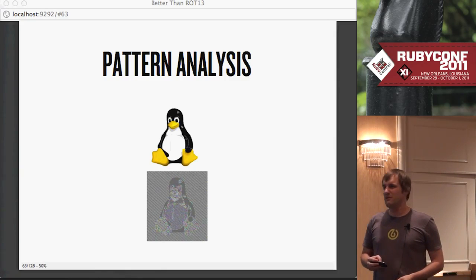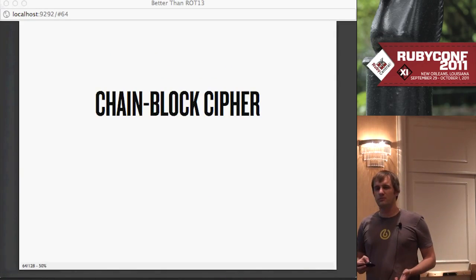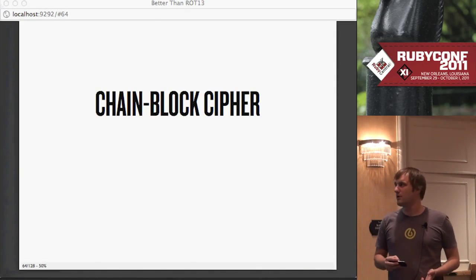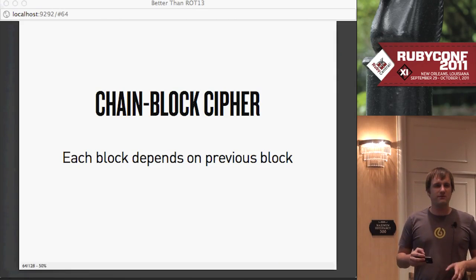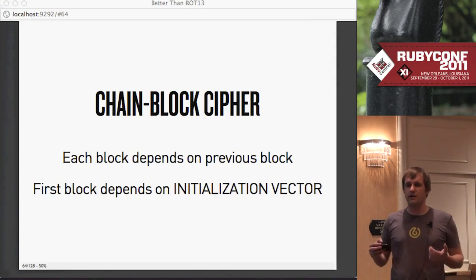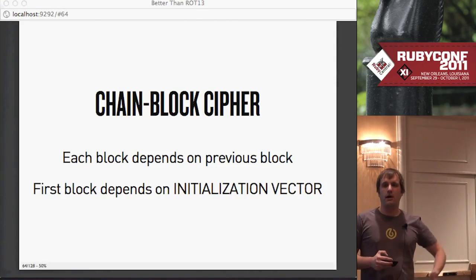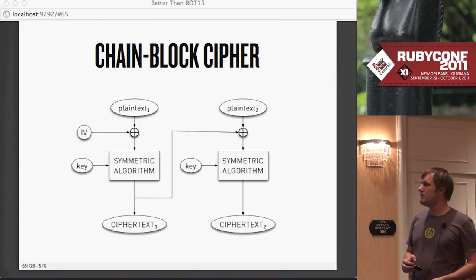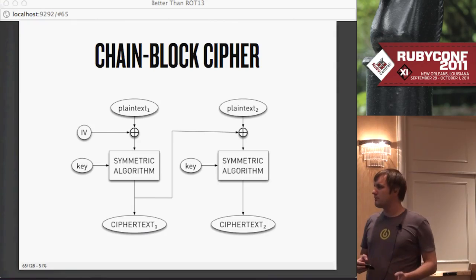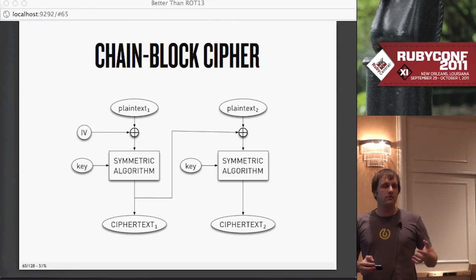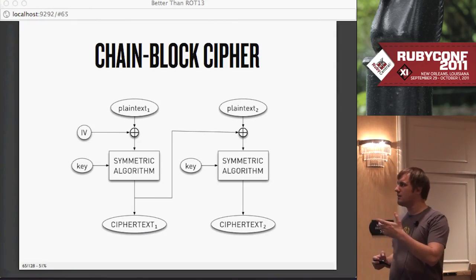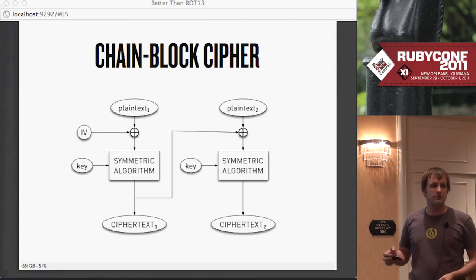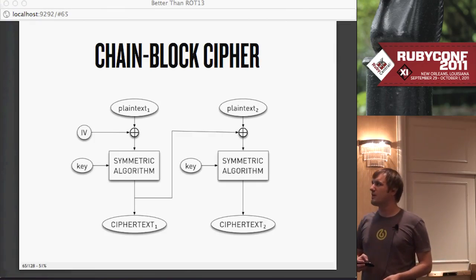So don't use ECB. The solution would be to use something like chain block cipher. Basically, the idea is that every block depends on the previous block, and the first block depends on an initialization vector, which you can make public. That's why it's in caps. So this is the idea behind it. You take your first plain text block, XOR it with your initialization vector, run it through the algorithm, you get ciphertext 1, and you use ciphertext 1, XOR that with plain text 2, and keep going and keep going. So that's how chain block ciphering works.